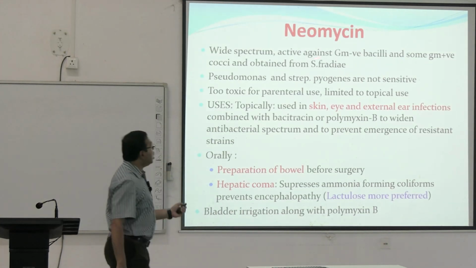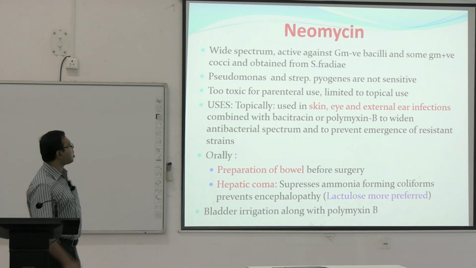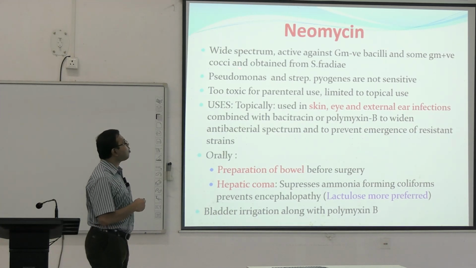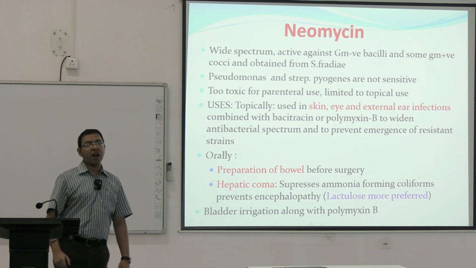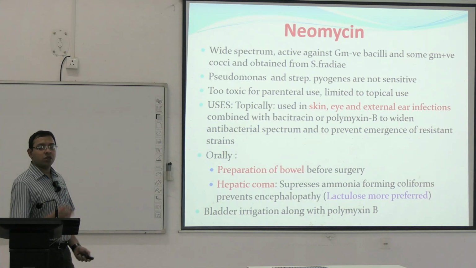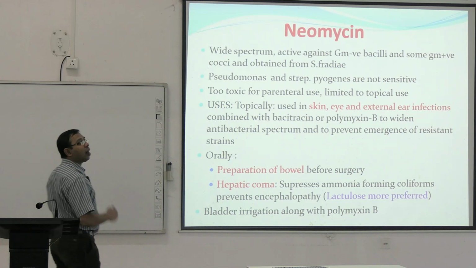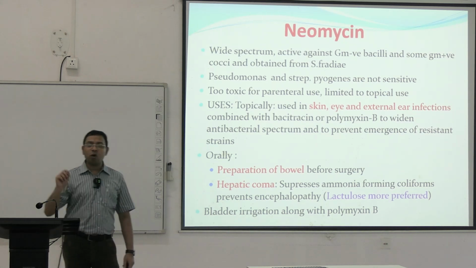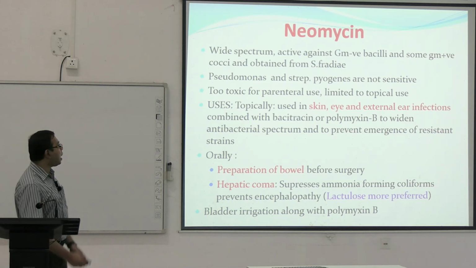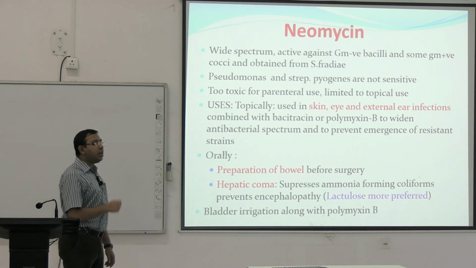That's the difference. Neomycin is another important aminoglycoside that is used in slightly different ways. It has a wide spectrum, active against gram-negative bacilli and some gram-positive cocci, and is obtained from the Streptomyces fradiae. Pseudomonas and Streptococcus pyogenes are not sensitive. It is too toxic for parenteral use. That's why it cannot be given by intravenous or intramuscular route. Mainly it is used as a topical agent, in skin, eye and external ear infections.